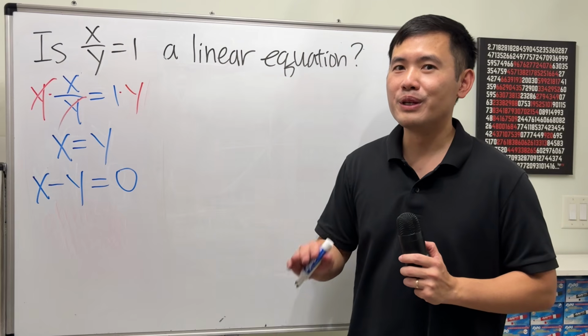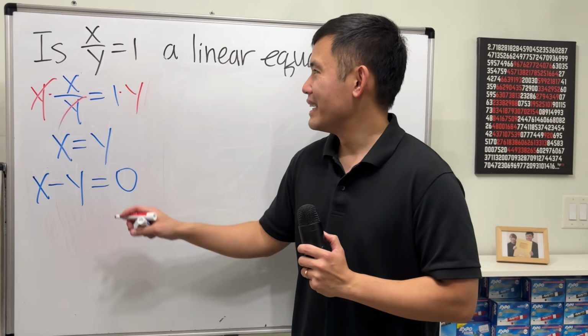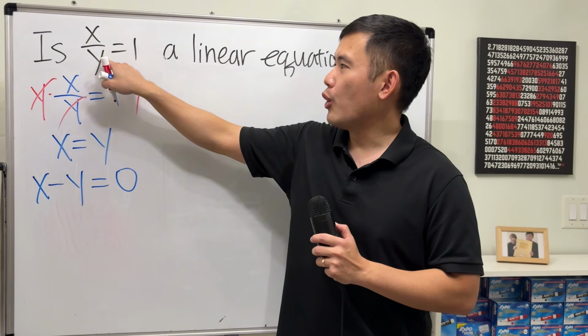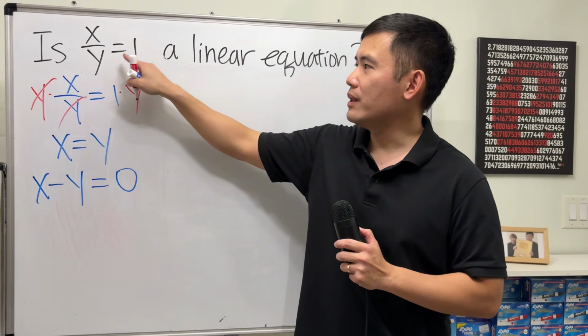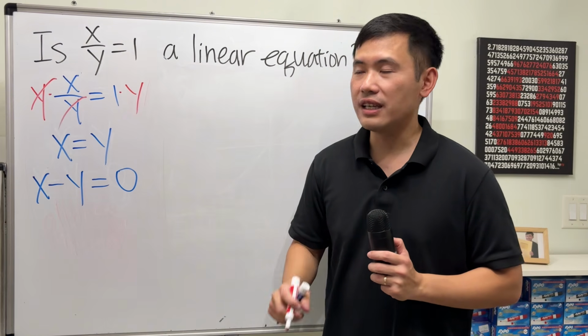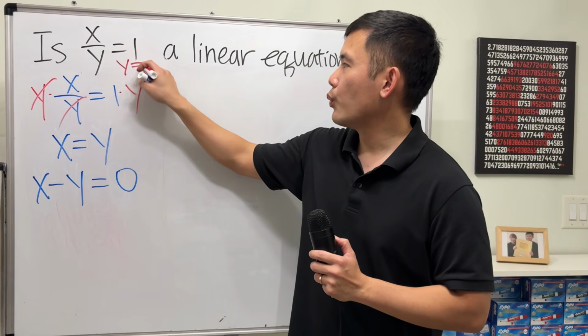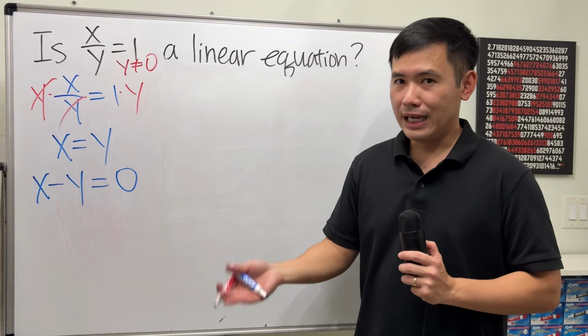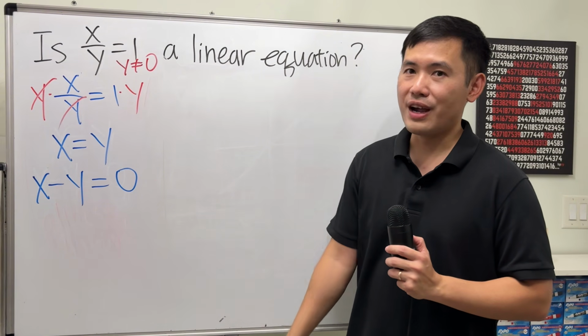I will tell you no, because if you look back to the original here, we have x over y is equal to 1. We have y on the bottom. So there must be a condition that we have to set up, and that is y cannot be equal to 0. We cannot divide it by 0, otherwise we are going to get undefined.